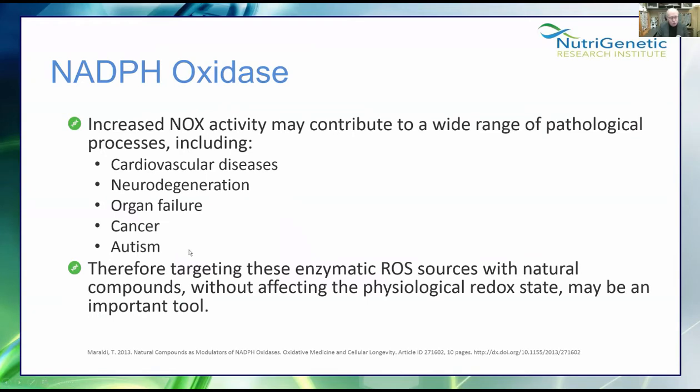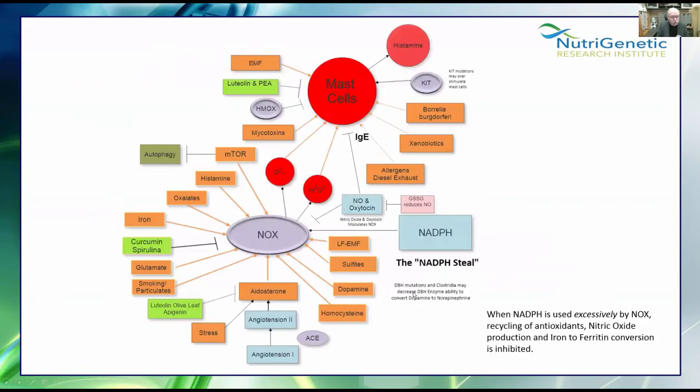If you have listened to any of the lectures by Dr. Theoharides from Tufts University, he believes one of the causes, or possibly the main cause, of autism is the mast cells overstimulating the hypothalamus. So this is a published study. It's saying, therefore, that targeting these enzymatic reactive oxygen species sources with natural compounds, without affecting the redox state, may be an important tool.